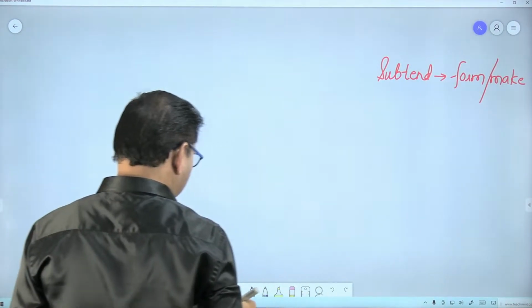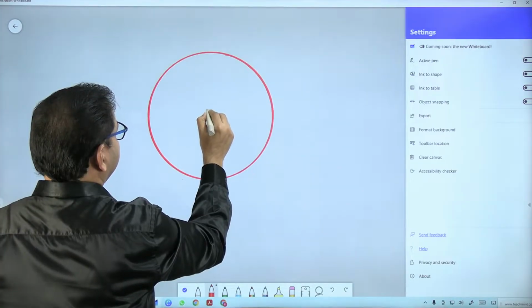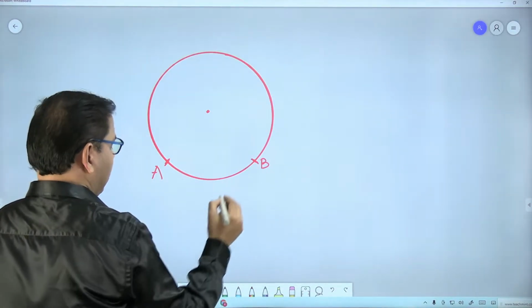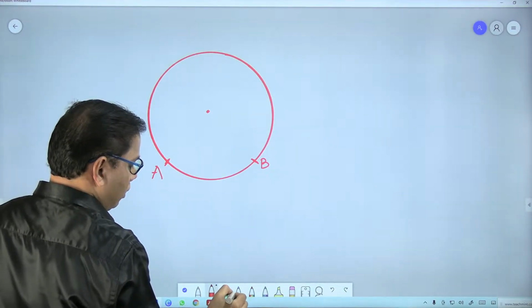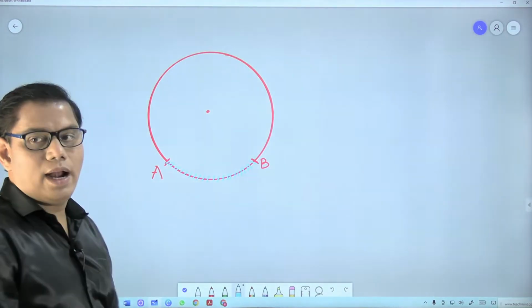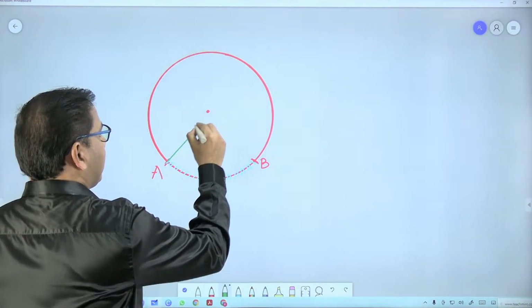So here we have a circle. Okay, this is my circle. In this circle I have a center. Let me say this part AB is the arc of a circle. If I want to highlight this arc, okay, this is my arc AB. It subtends. What does subtend mean? Form. Now this arc AB subtends an angle at the center.